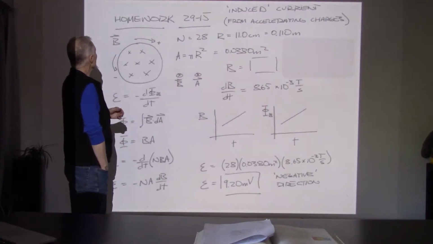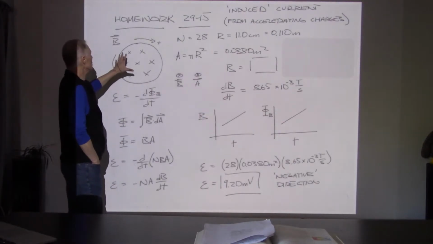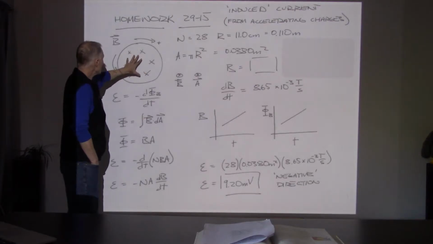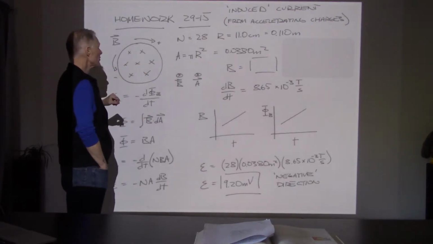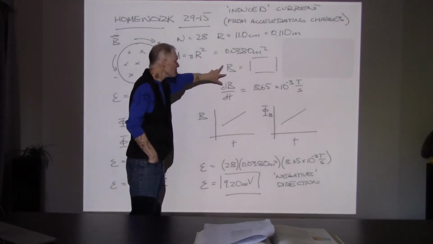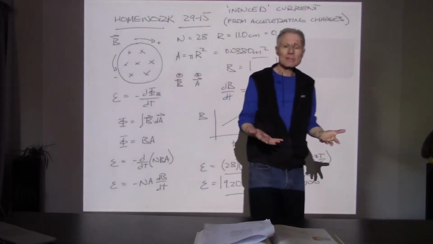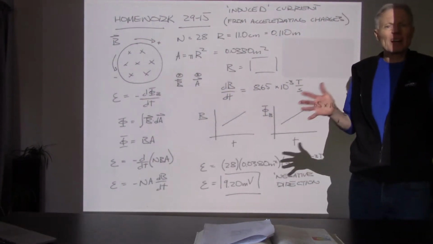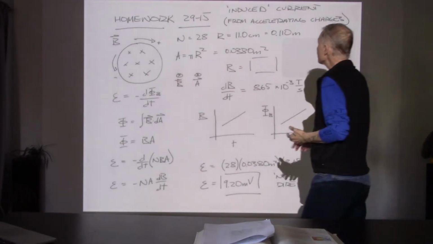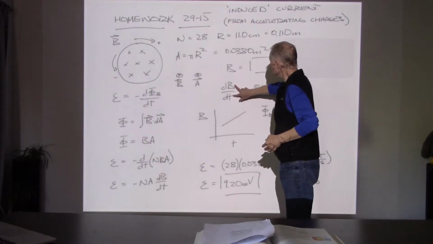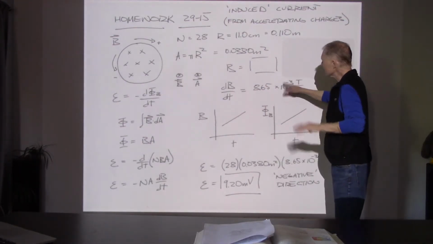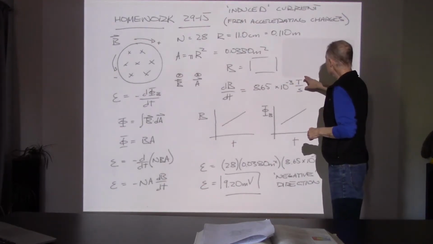Problem 15 says that we have a region where there's a magnetic field, and that the magnetic field is not constant. What's interesting in this problem is it doesn't tell us the value of the magnetic field. That's not given, so if we're looking for that, we're not going to find it. But they did tell us the rate at which the magnetic field is changing, and that value was 8.65 times 10 to the minus 3 Tesla per second.